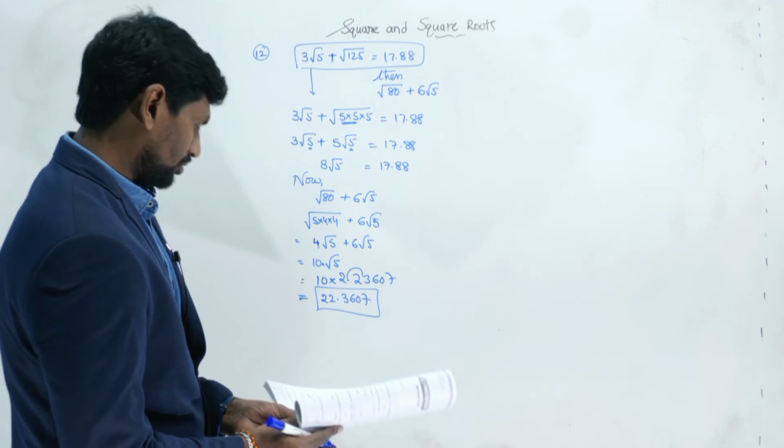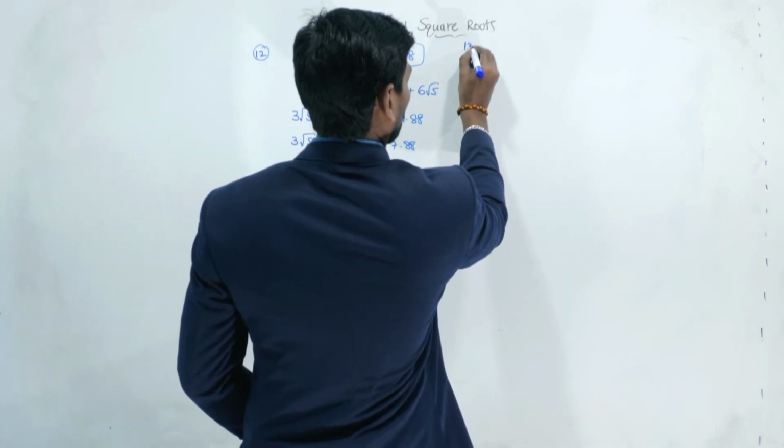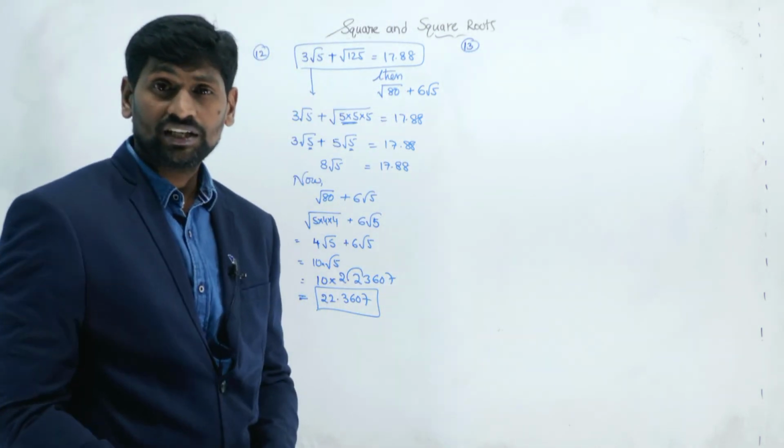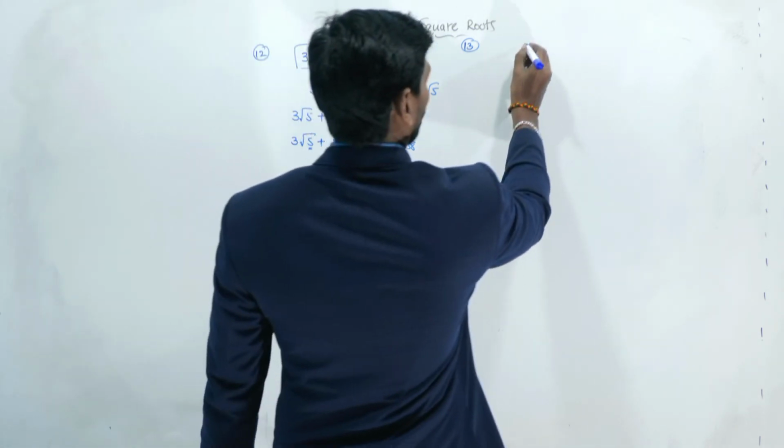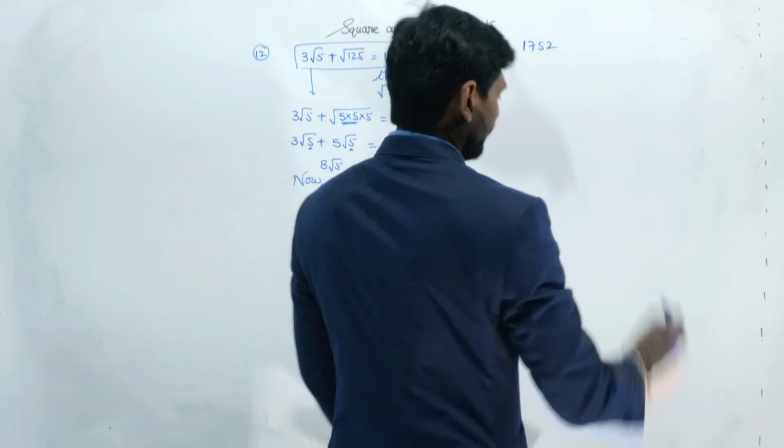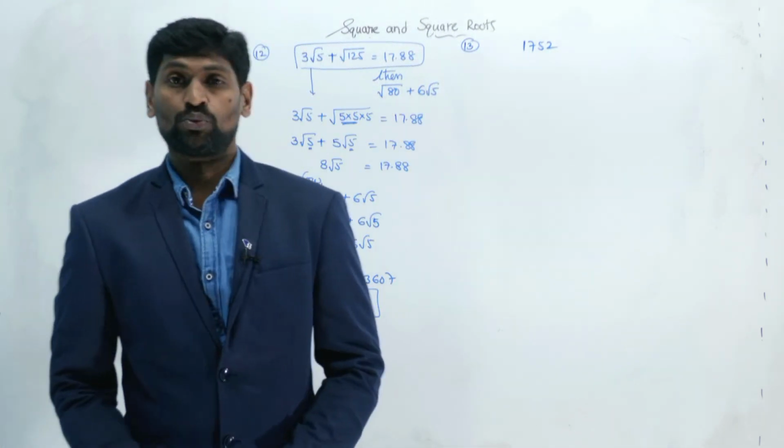Next question. Question number 13. See this question, children. What should be added to 1752 to make a perfect square?